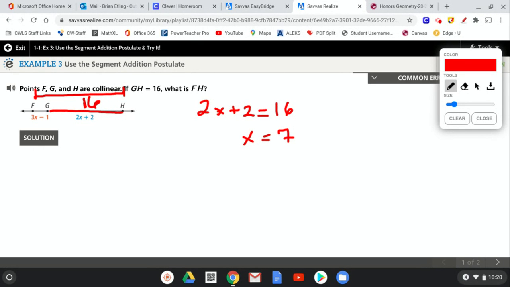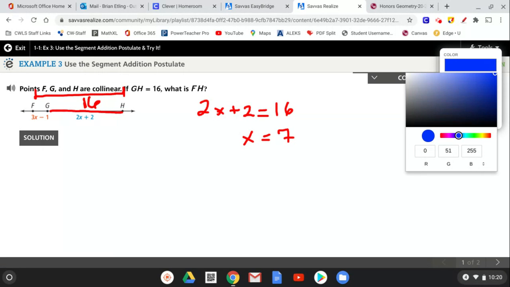I hope I don't have to take you through solving that equation. Subtract 2, divide by 2. So x equals 7. Now we have to plug it back into FG and also GH to find the full length. Actually, we know GH is 16, so we just have to plug it into FG, which is 3x minus 1. We plug a 7 in there, so it's 3 times 7 minus 1. 3 times 7 is 21, and that gives us 20.